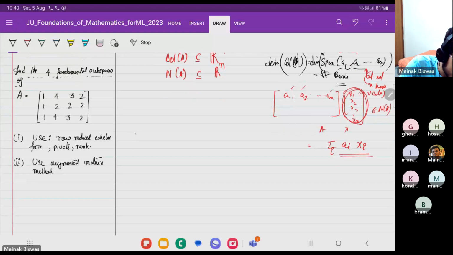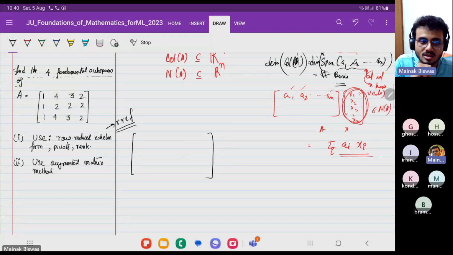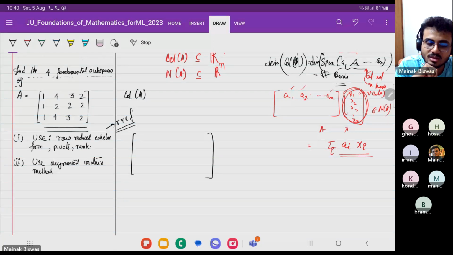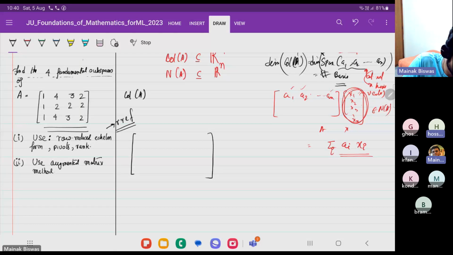First of all, I will do a row reduced echelon form, which I've already done. We'll do elimination and find out the null space and the column space. So by just seeing this A, can you tell me what is the dimension of the column space, or the basis of the column space? Column space of A. 3. No, 2. I'll show you why. You could have told me 2 directly.